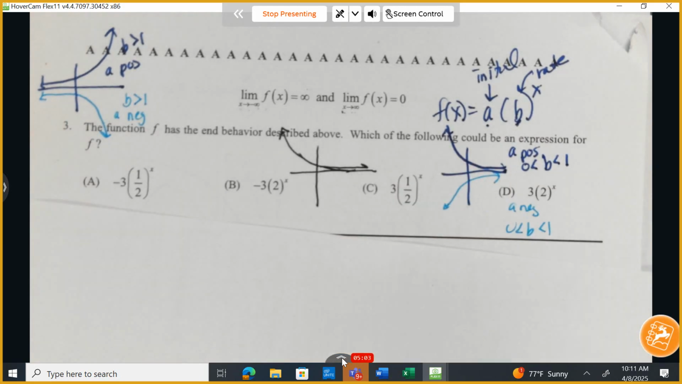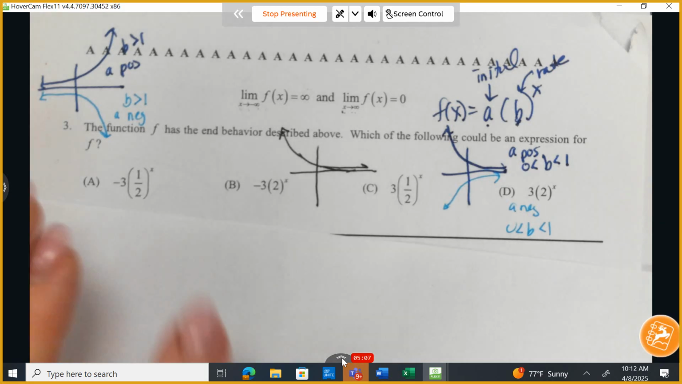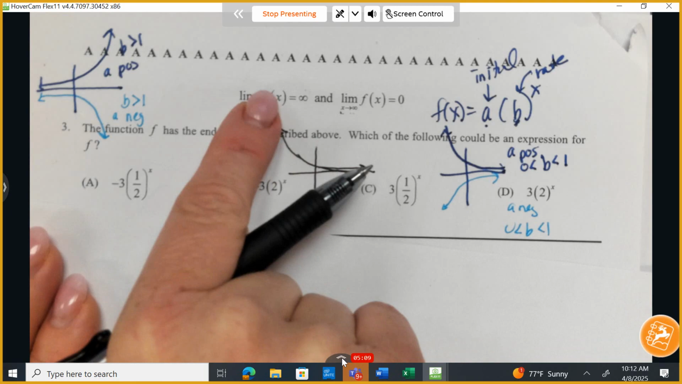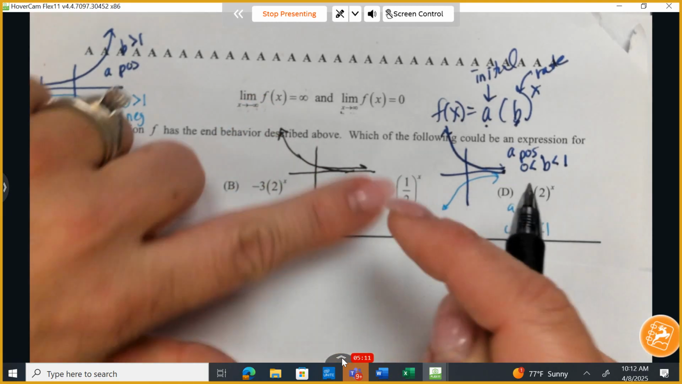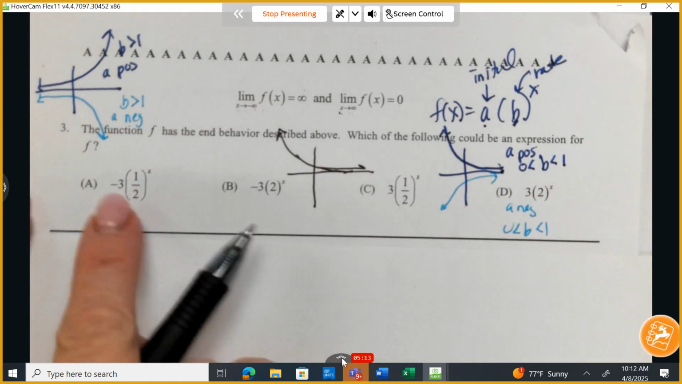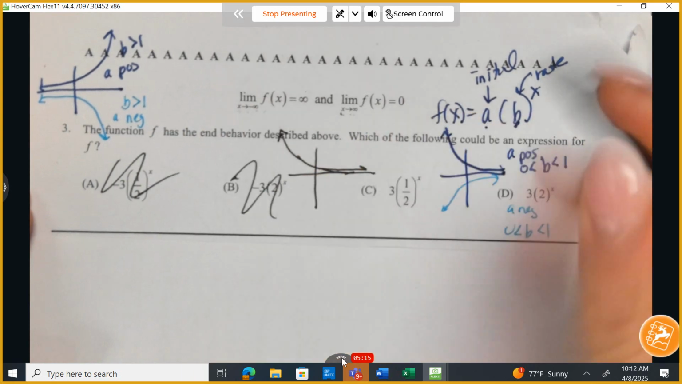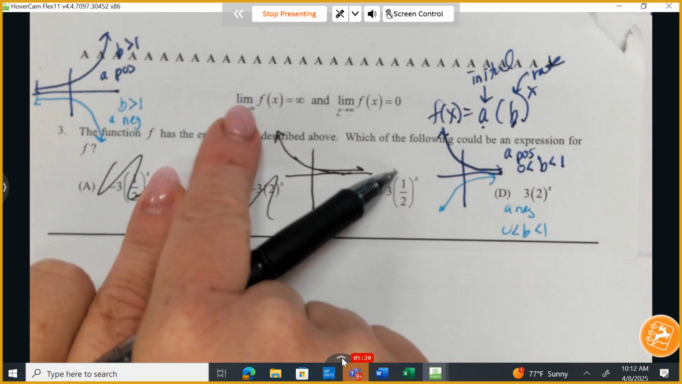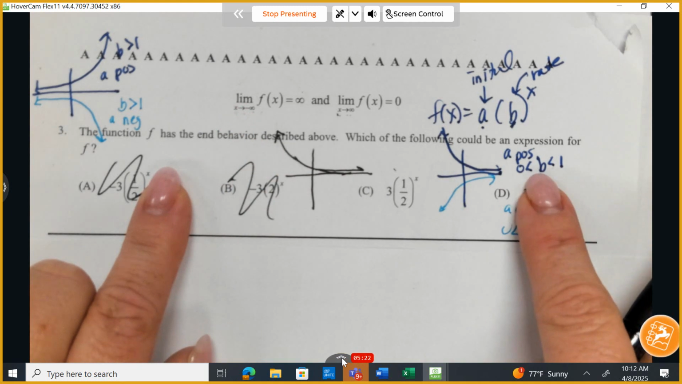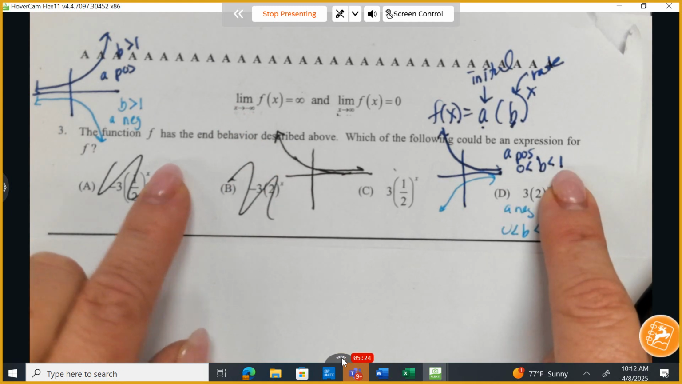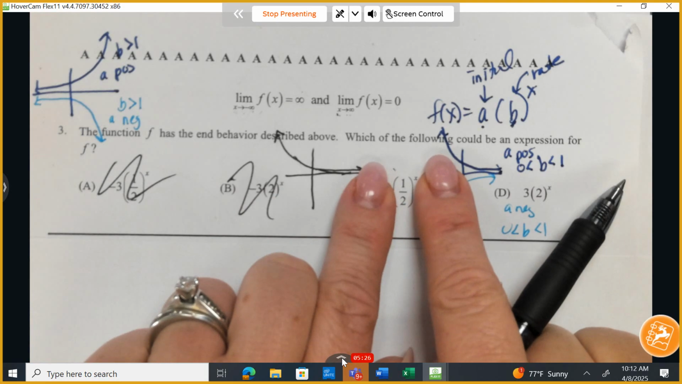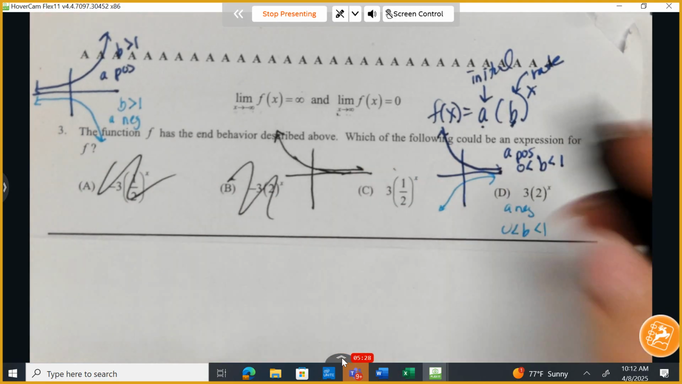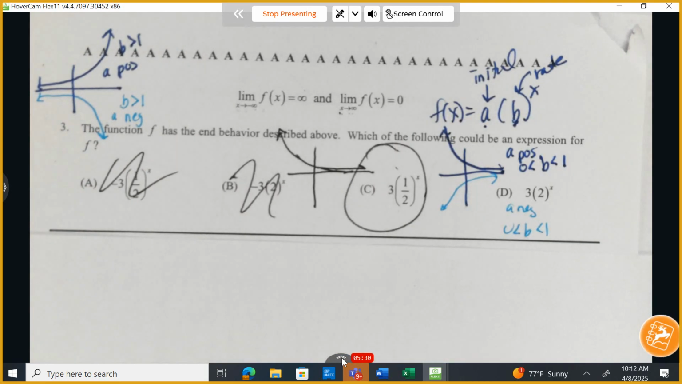Okay, so it's looking like this. Now I can see what's happening. If it's looking like this, and it's above the x-axis, I know my a value is positive. But when it's coming down like this, that rate is between 0 and 1. So the value in between is less than 1 and greater than 0, making the correct answer C.